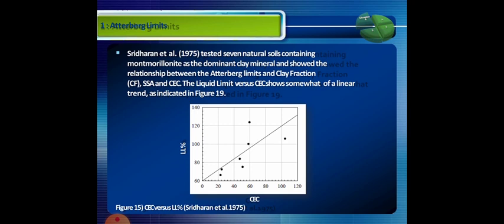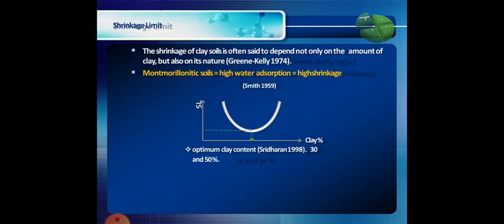Atterberg limits. Sridharan et al. 1975 tested 7 natural soils containing montmorillonite as the dominant clay mineral and showed the relationship between the Atterberg limits and clay fraction CF, SSA and CEC. The liquid limit versus CEC shows somewhat of a linear trend, as indicated in the figure. CEC versus LL percentage, Sridharan et al. 1975, is shown in this figure.